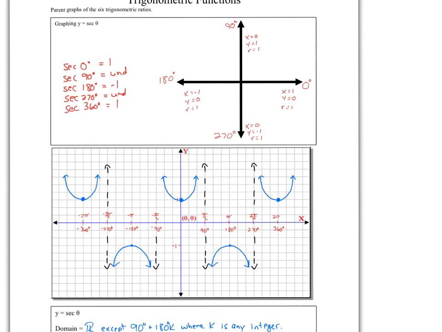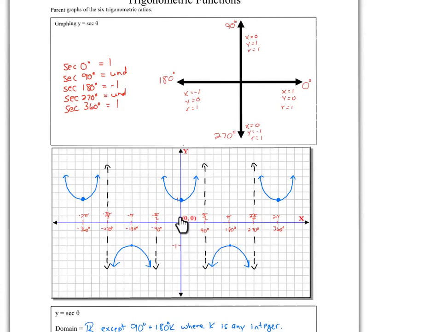Next graph is secant. Just going to fast forward here a little bit. Try to make this as short as possible. Same thing we did for the other ones. You're going to get secant of 0 is 1, secant of 180 is -1, secant of 360 degrees is 1, secant of 90 and 270 is undefined. This is a similar graph to cosecant. It's just translated a bit.